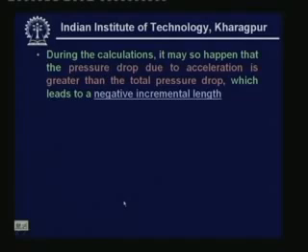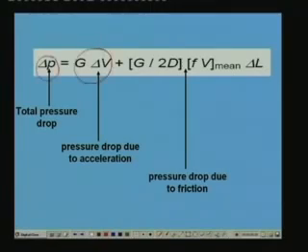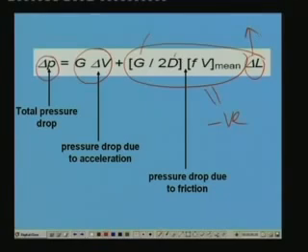Now during the calculations it may so happen that the pressure drop due to acceleration is greater than the total pressure drop. There are some circumstances under which this will happen. This leads to a negative incremental length. That means under certain circumstances this quantity will be greater than this. But this equation must be satisfied always, and if this quantity is greater than this, then this has to be negative. G cannot be negative, D cannot be negative, F and V cannot be negative. So the only possibility is delta L has got to be negative. That means the incremental length becomes negative. This actually has no meaning.